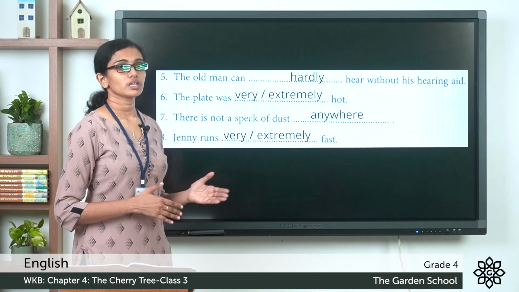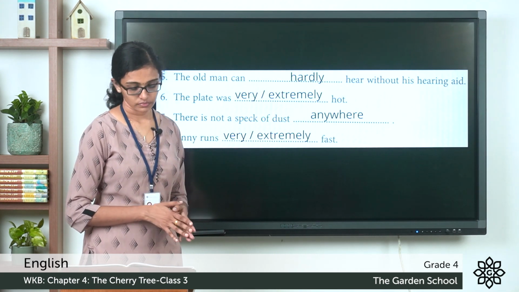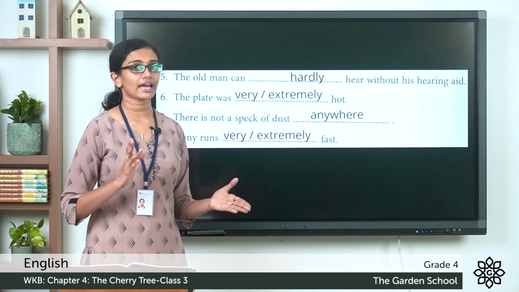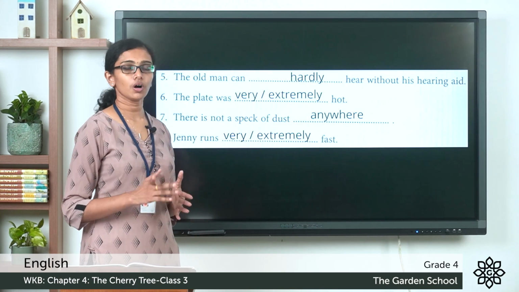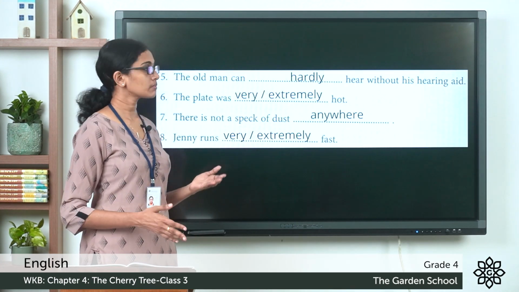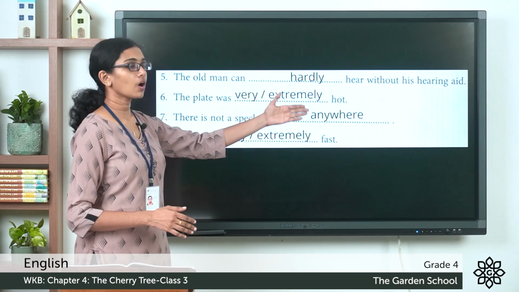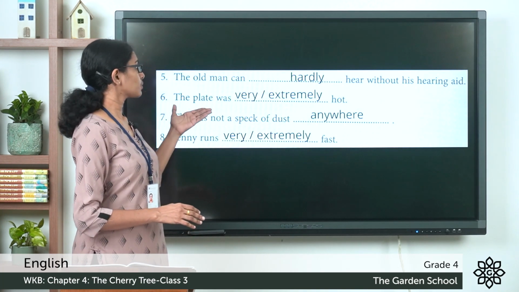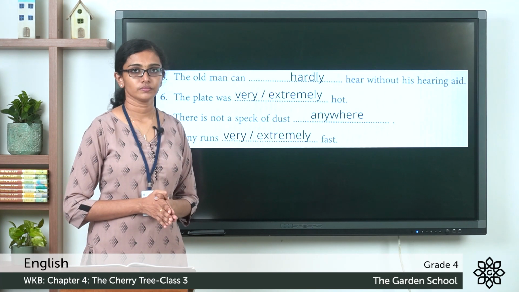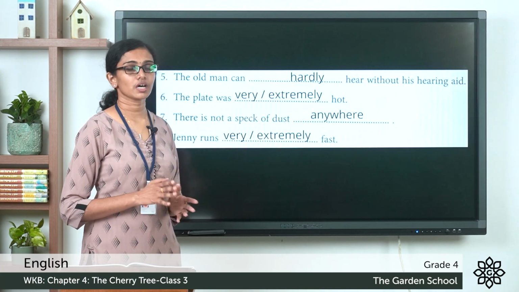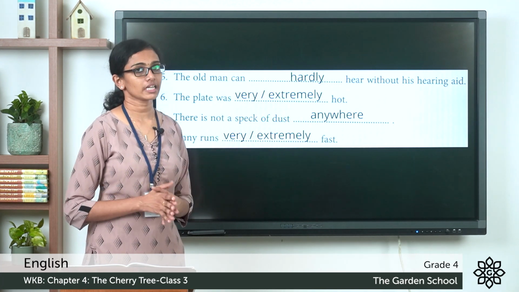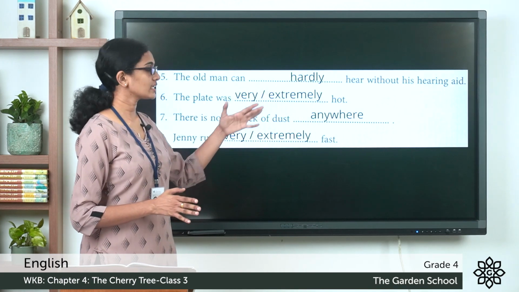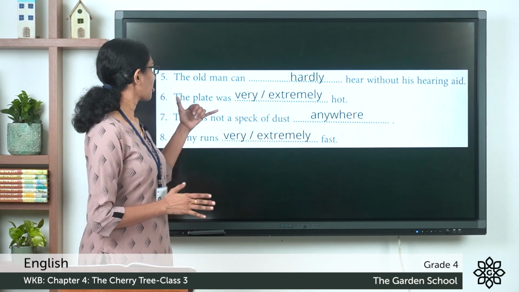The plate was dash hot. You can have two options there. You can either write very or extremely. So it can be the plate was very hot, or you can write the plate was extremely hot. So these words, these adverbs, are adverbs of degree. They show the degree of the adjective.